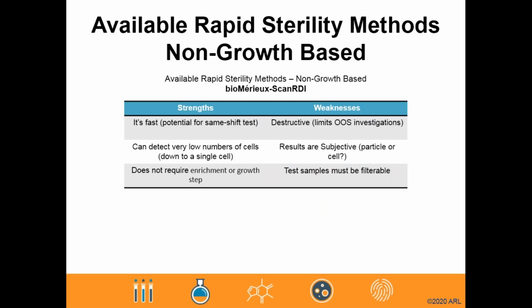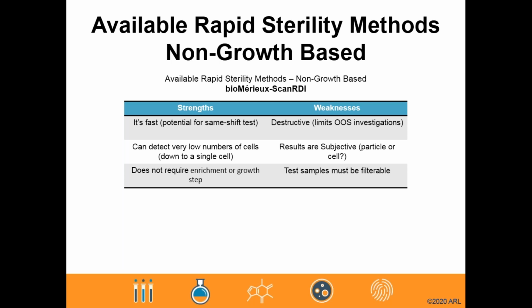The biggest strength associated with the ScanRDI system is the impressive combination of speed and sensitivity, where detection down to a single bacterial or fungal cell can be performed in a matter of minutes or hours. When time to result is a priority, any system which does not require a growth step is hard to match. As with other systems which utilize a membrane filter as part of their method, the sample types which can be tested are thus limited to those which are filterable.